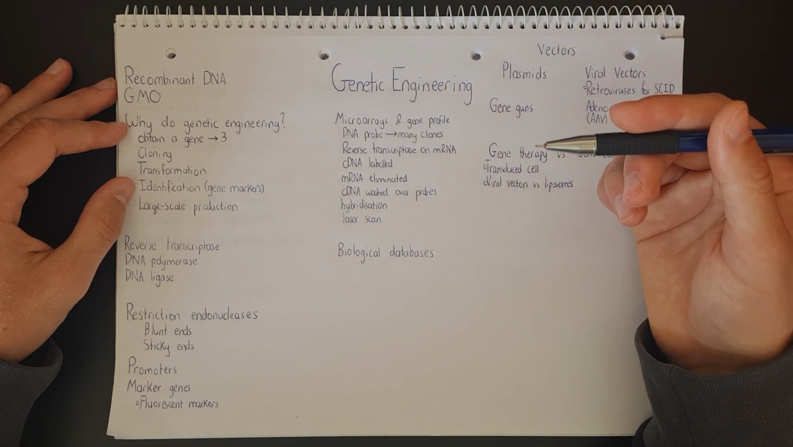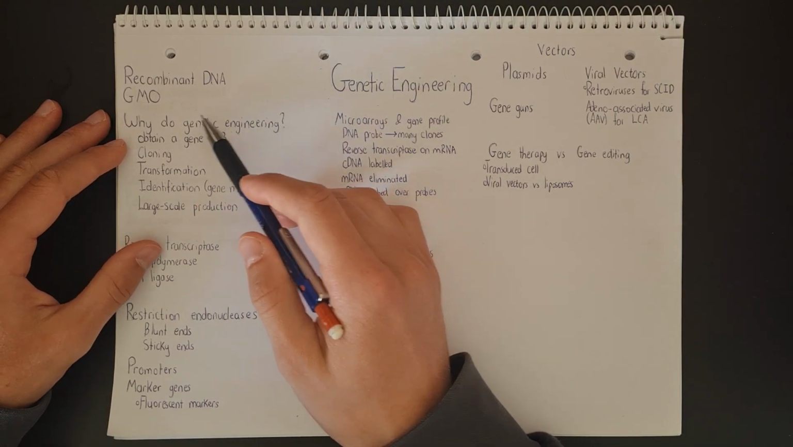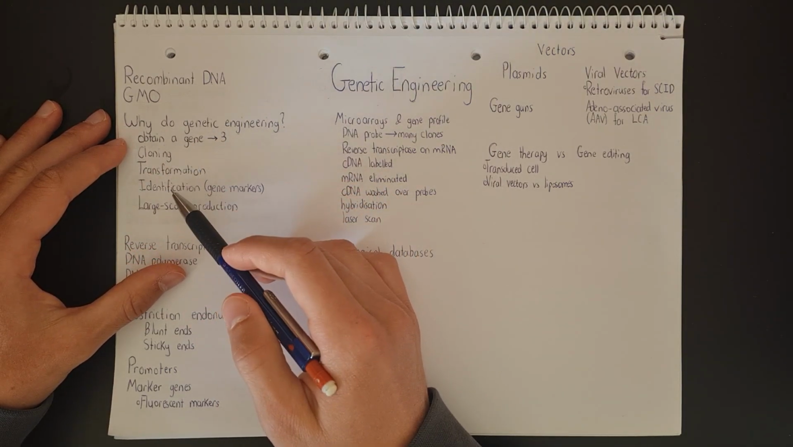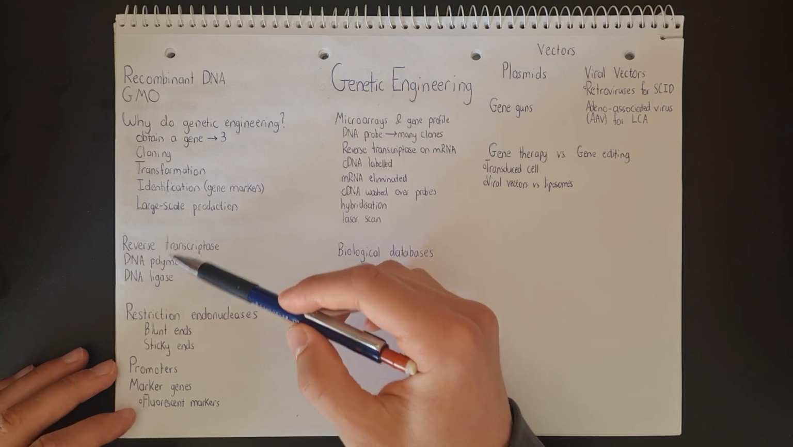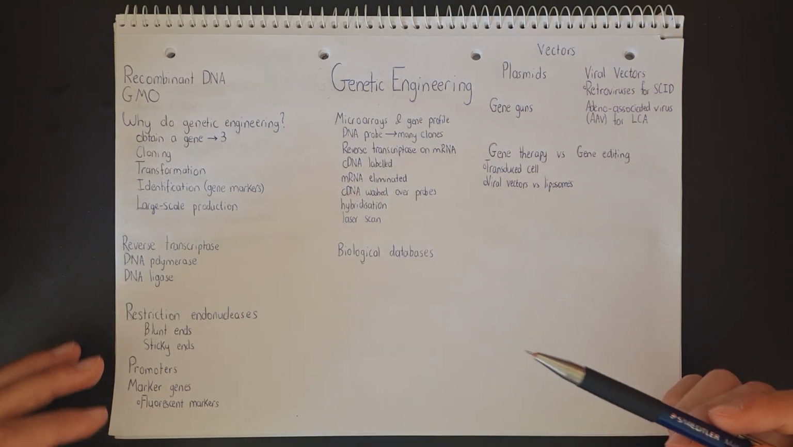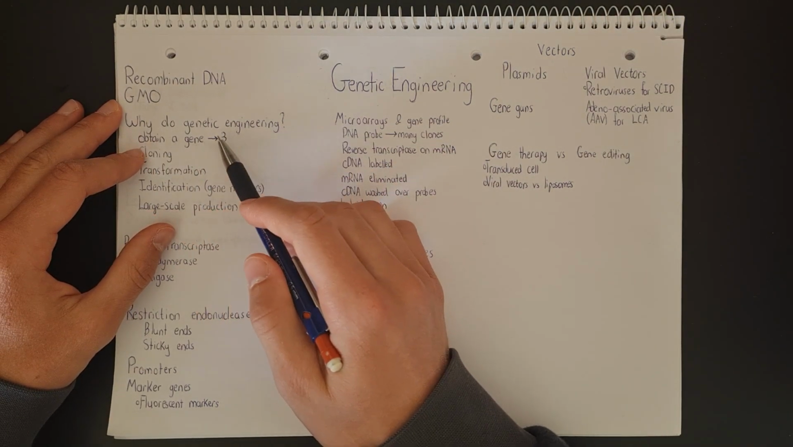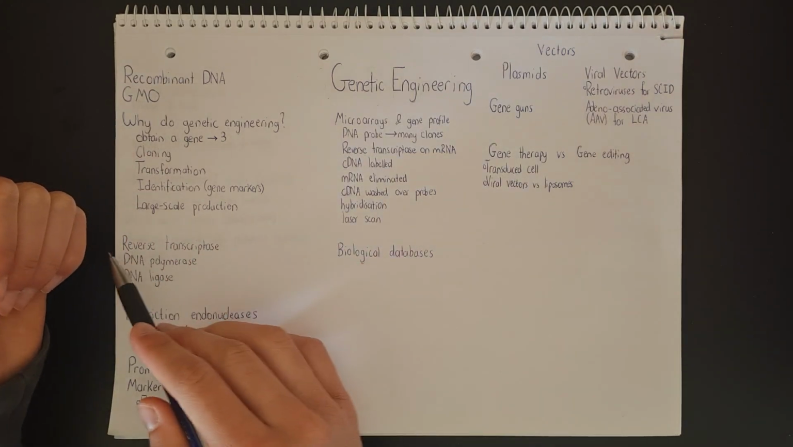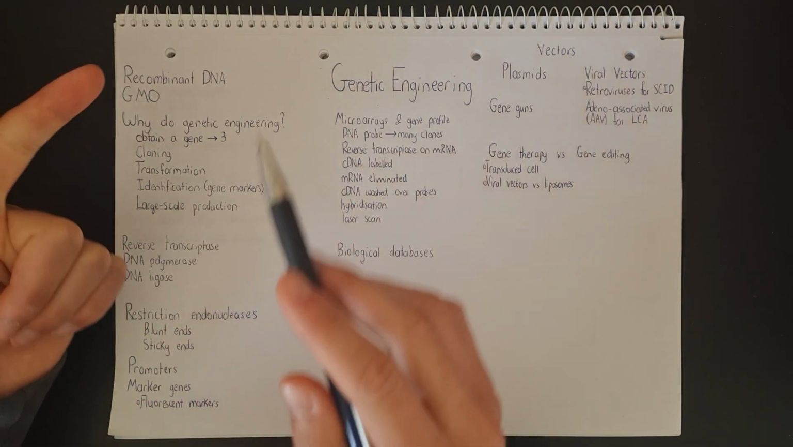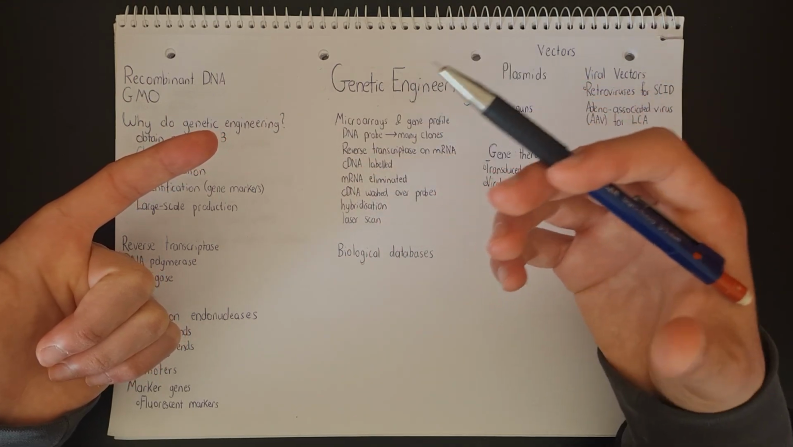Now, we'll quickly go over the steps of genetic engineering, and then we will actually take a look at the processes occurring at each step. So the first thing that we have to do is obtain a gene, and there are three methods. The first one is that we could use reverse transcriptase. The second one is that we could chemically synthesize the gene.